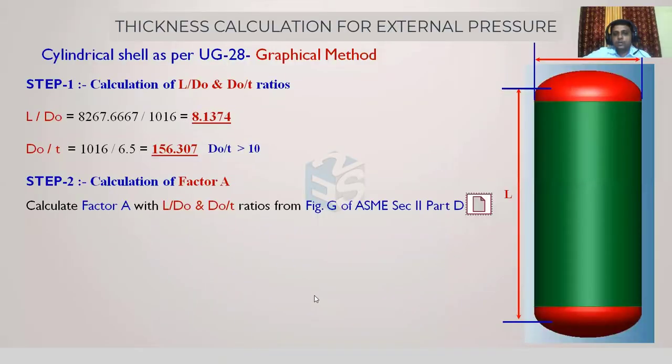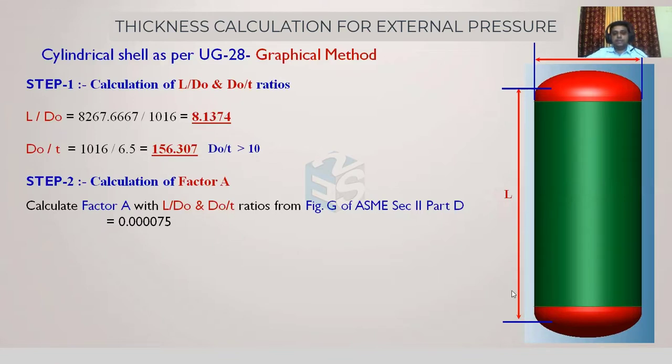So let's look into what value we have gotten. 4 times 0.75 is the value of factor A, which we have found out from the ASME Section 2 Part D, figure G, for respective L by DO and DO by T values. So we have projected L by DO from the left side and DO by T from the top side. The intersection we have plotted, or translated, on the horizontal axis, and we have gotten the value of factor A. In this case, it is 0.000075. So we have calculated the value of factor A in this case.